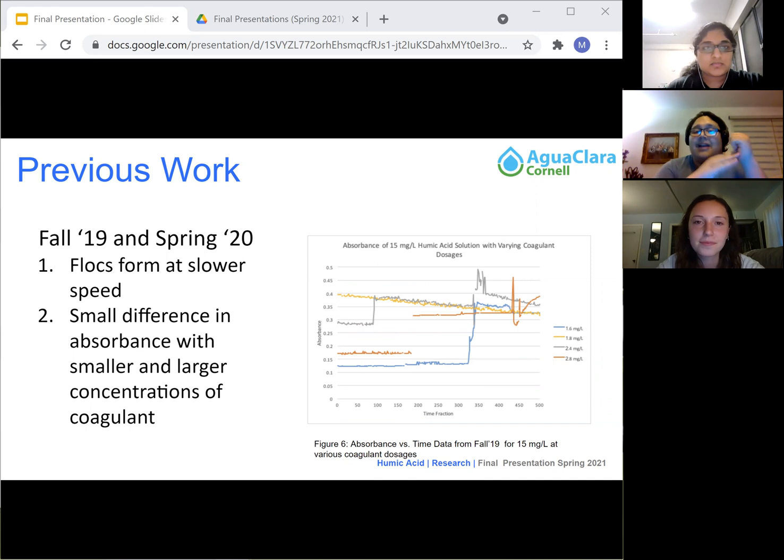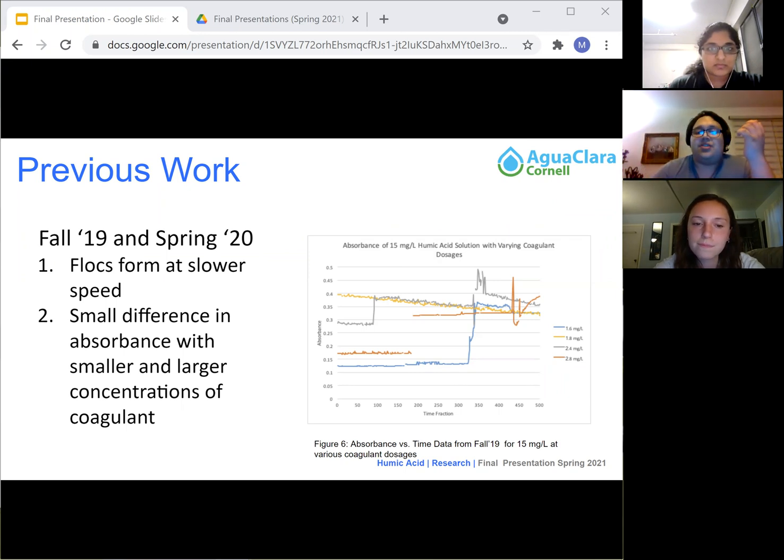As for the team last semester, the focus was to increase the concentration of humic acid and test different coagulant dosages for each. The team discovered that at a higher coagulant dosage, around 2 to 3 milligrams per liter, there was very little change in absorbance recorded, which indicated that there's a limit to how much coagulant can be put in before it becomes ineffective. They were also experimenting with decreasing the amount of kaolin clay present and what effects it could have.